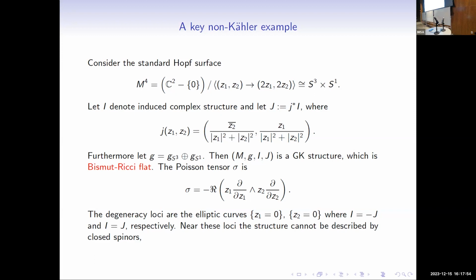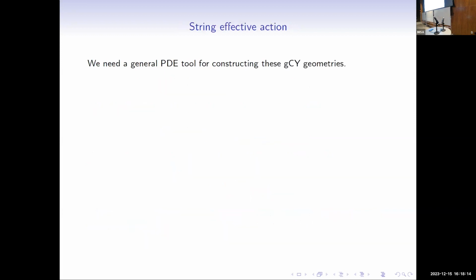And I think we should consider these. If we're going to develop a general theory of Calabi-Yau geometries in this setting, surely this should count. So somehow we need to do a bit more to capture this example. There's no global spinorial description here. All right, so I now turn to what these generalized Calabi-Yau geometries are. We need some general PDE tool for trying to construct them.